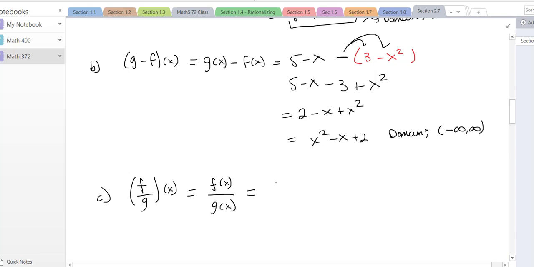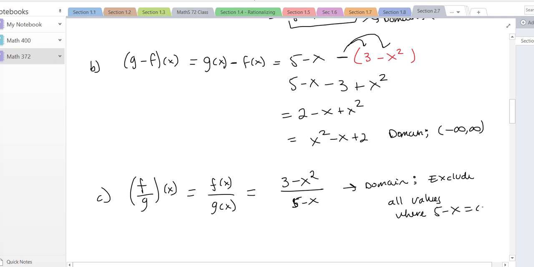And so f of x is 3 minus x squared, and g of x is 5 minus x. And so now notice that we don't get a polynomial. So I have to pay attention to the domain. The domain of this is going to be affected when the denominator is 0. So for the domain, we want to exclude all values where the denominator is 0, where 5 minus x is 0. So that means when x equals 5. So the domain is all real numbers except 5.